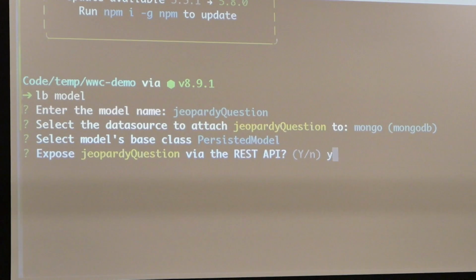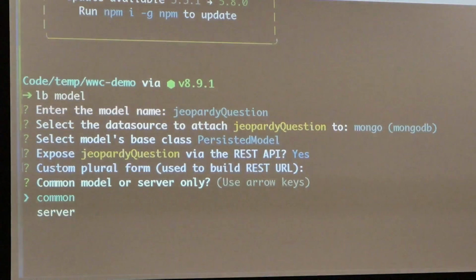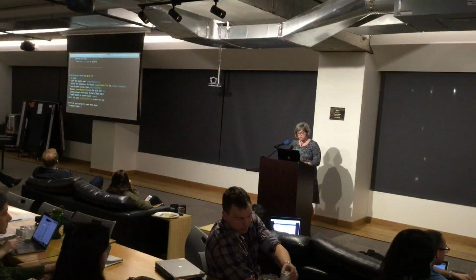I'm going to definitely expose it as an API. It doesn't need a custom plural. I'm going to make a common model, which means it's also available to any front-end code. But honestly, I will never write any front-end code, so this is just wishful thinking on my part.